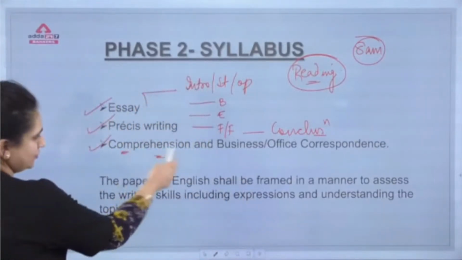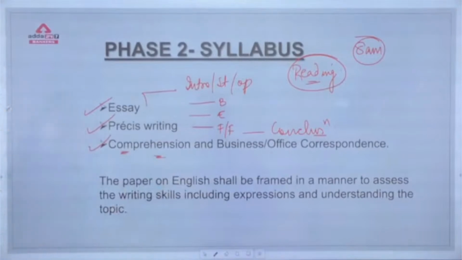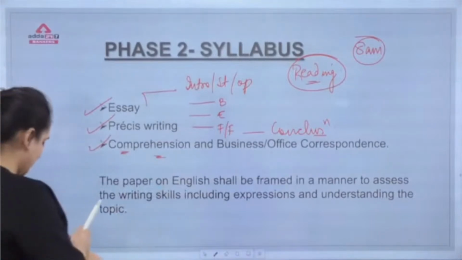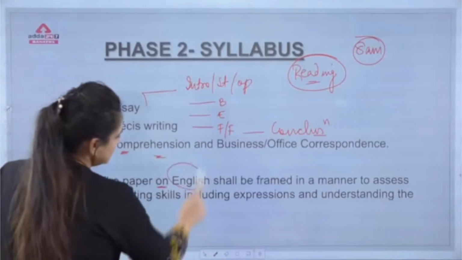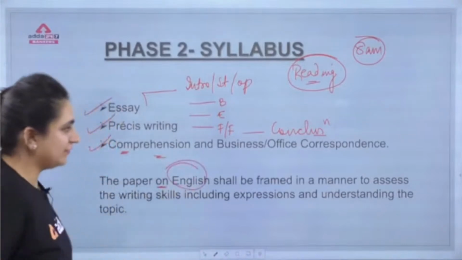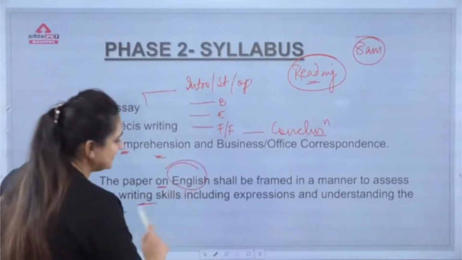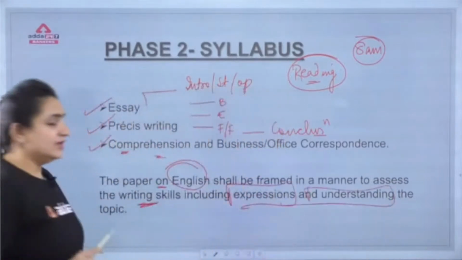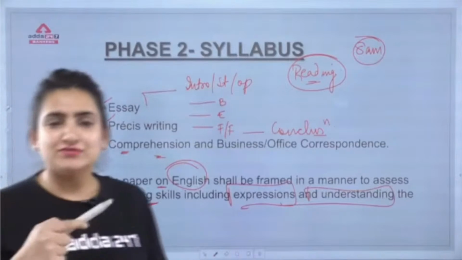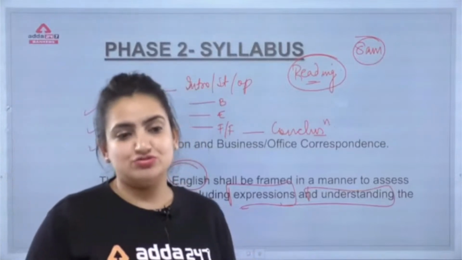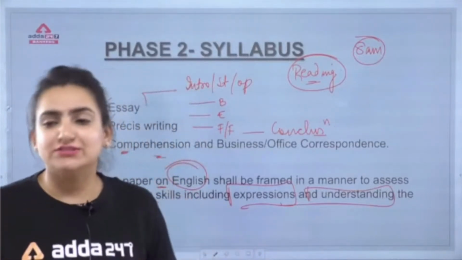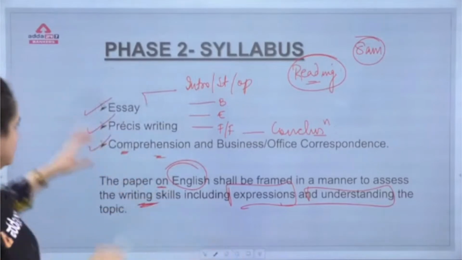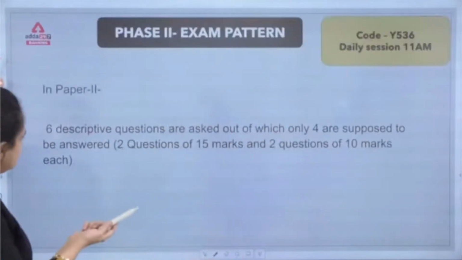Alright, so I think this comprehension and business correspondence, the precise writing, essays, everything is clear to all of you till here. The English paper shall be framed in a manner to assess the writing skills, including the expressions and the understanding. The basis for this is to judge the writing skills, the expressions, and the understanding of the topic. This is why the syllabus for this particular phase 2 is this.